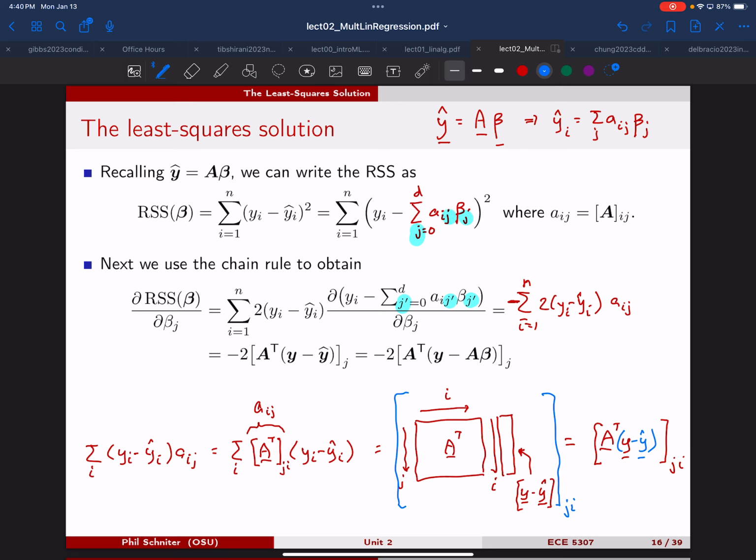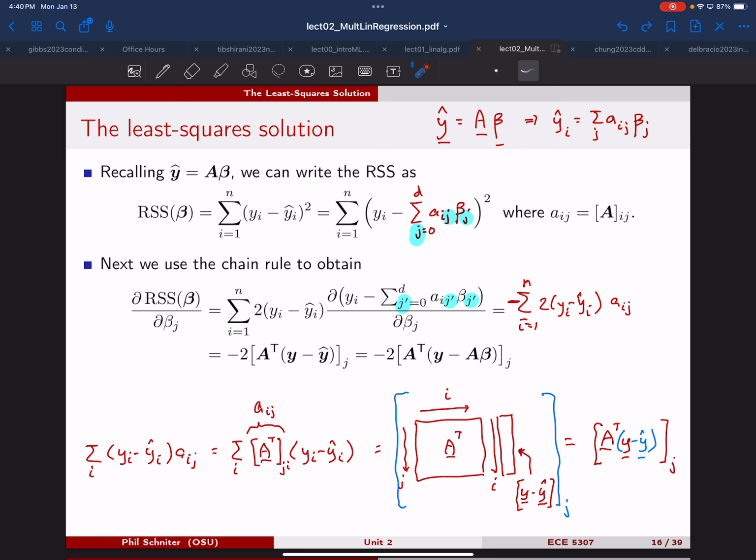Oh, yes. You're exactly right. I don't need to worry about i at all. I just need to worry about j. Sorry about that. This is a summation over i, so there are no more i's, but there is a j. This is a vector, and we are just looking at the jth element. Okay, so that's what we've derived here, and we're adding back the -2 that we left off before.